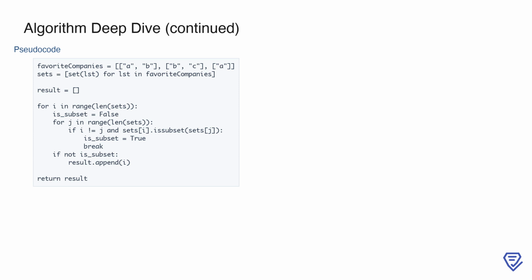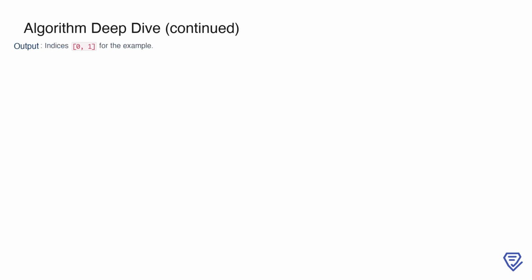If it is, we mark the person as excluded and stop further comparisons for them. If no such subset relationship is found, we append the person's index to the result list. Finally, we return the indices stored in result. This approach balances clarity and efficiency, leveraging the strengths of sets and early exits to achieve our goal. The output for our example input is 0, 1.